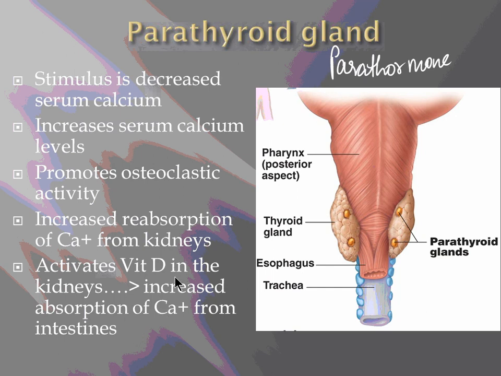So if you have too much of parathyroid hormone, you'll end up with something like osteoporosis, isn't it? Because you'll keep removing bone.